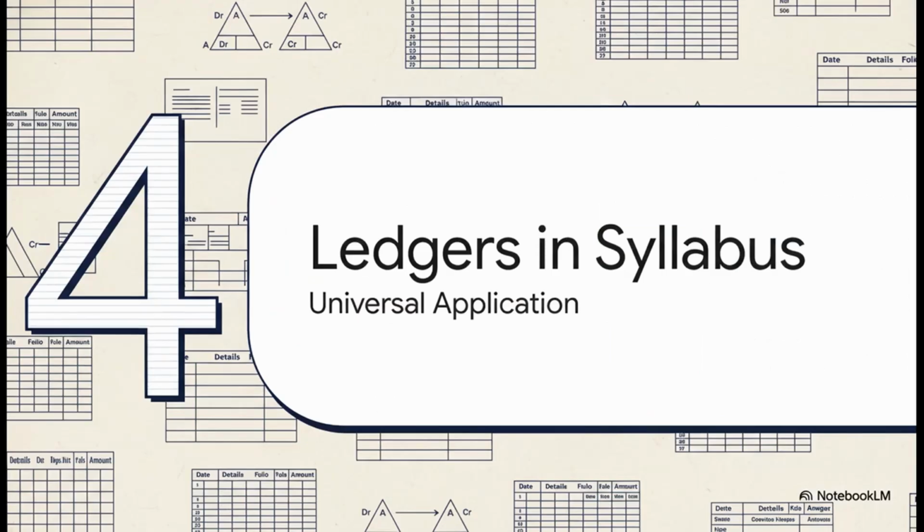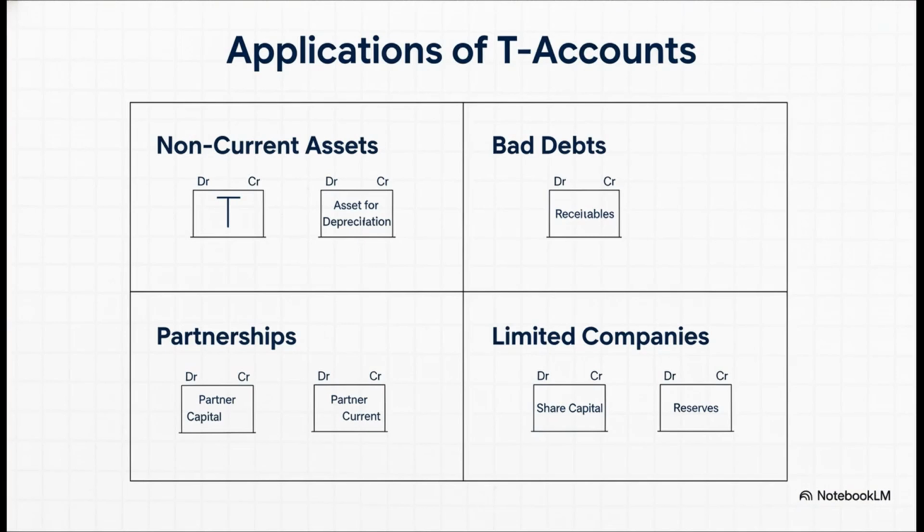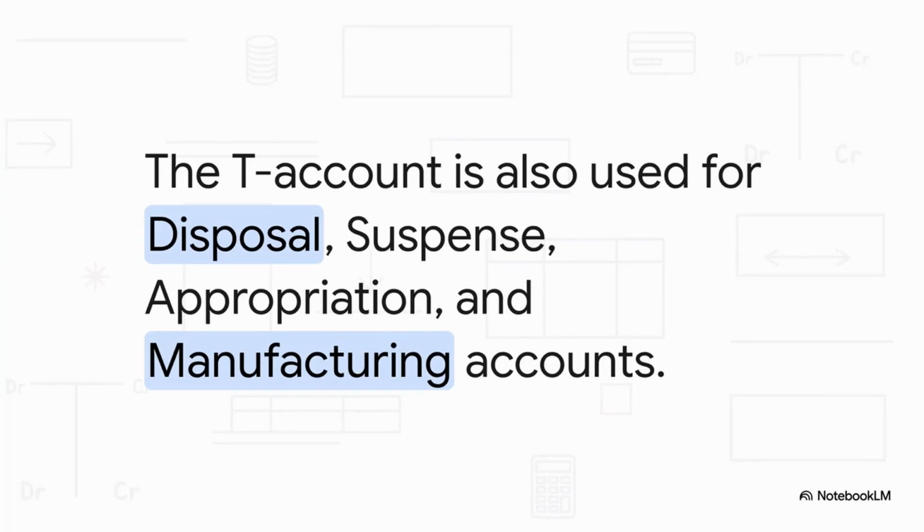It's really important to understand that the T account isn't just for basic transactions. You are going to see it and use it in various forms across the entire AS level syllabus. From tracking your non-current assets and their depreciation, to managing bad debts, to summarizing totals in control accounts. Even in partnerships and limited companies, you'll be using T accounts for capital, current accounts, and retained earnings. The structure is always the same. You'll also encounter more specialized accounts, like disposal accounts when you sell an asset, or suspense accounts for correcting errors. Even these rely on the very same T account principles of debits, credits, and balancing.